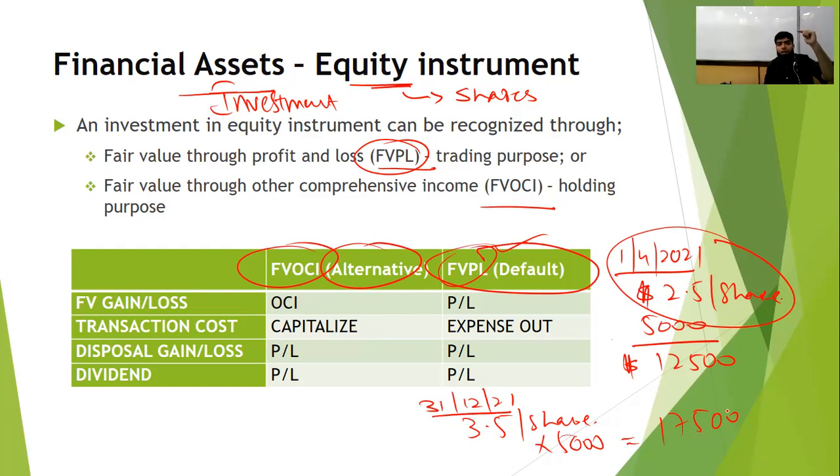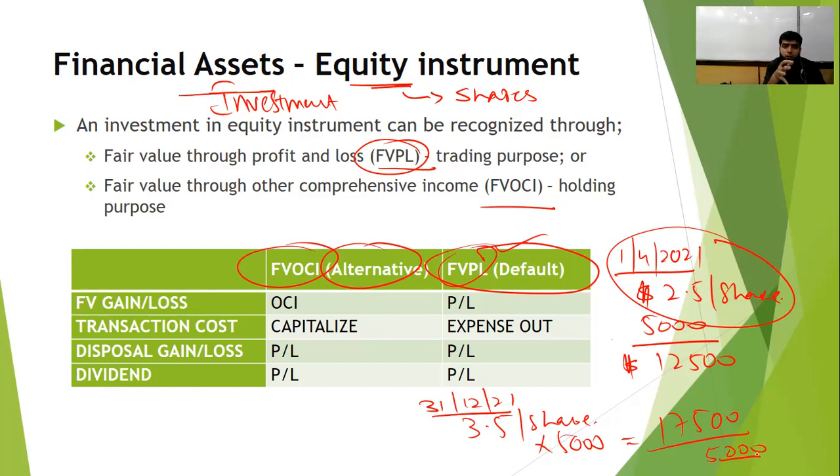On first April, when I made an investment, the investment was around $12,500. And on 31st December, that is at the end of the accounting period, the market value of that investment is $17,500. It means there is a difference of $5,000. It means there is a gain on investment. The market value of investment has increased. So I need to account for this gain.